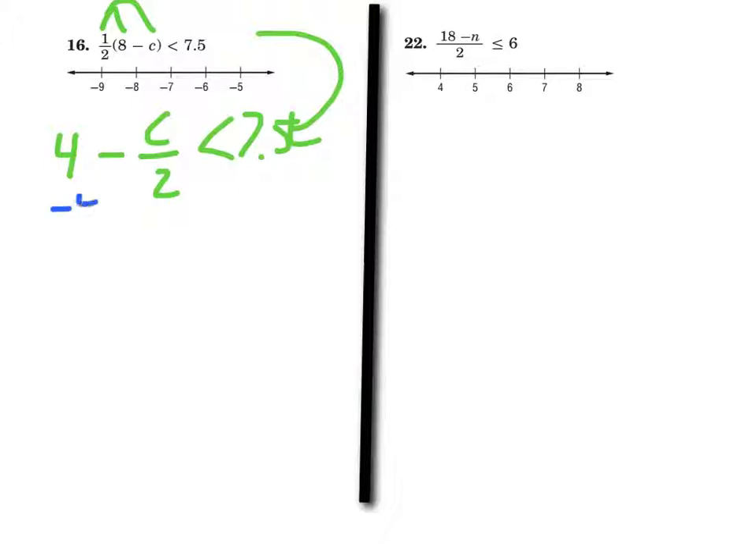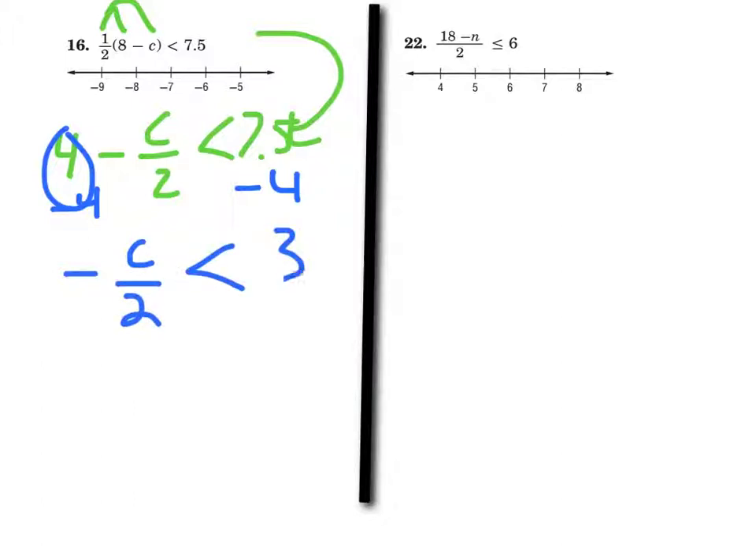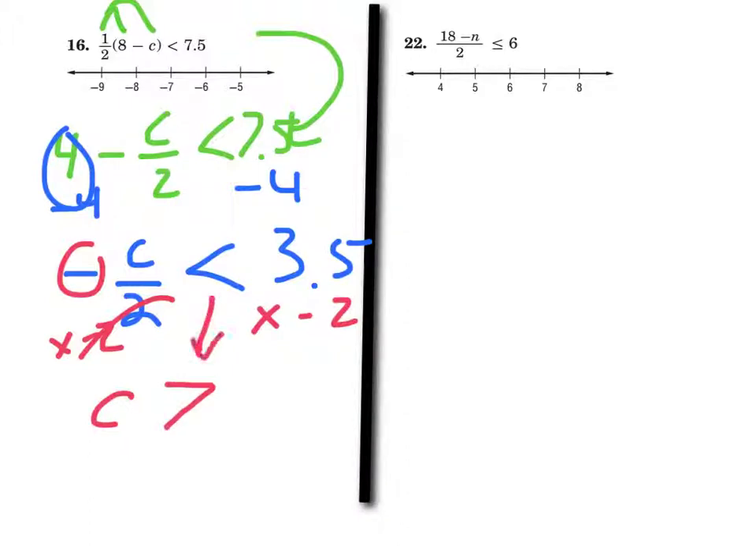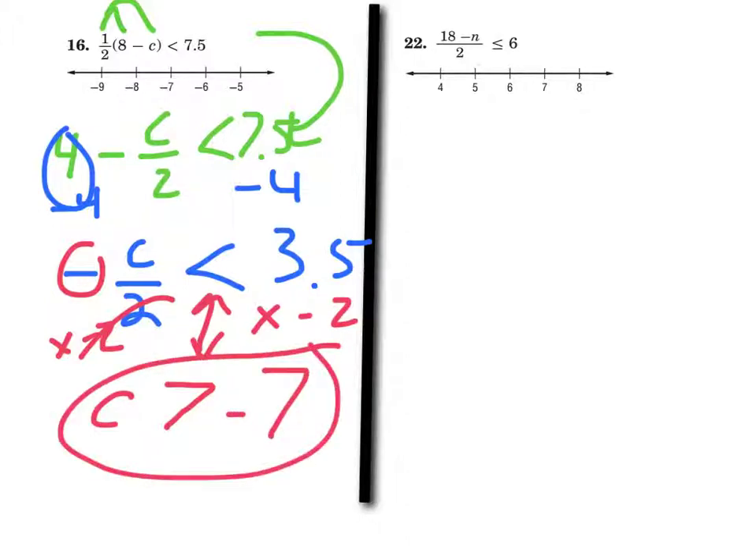So subtract 4 next from both sides. That turns into a 0, so I get negative c over 2 is less than 3.5. That's 7 minus 4. Now what I want to do on both sides is multiply by 2, but if I multiply by negative 2, it's going to take care of that negative for me. So times negative 2. So this is going to cancel, and I get c is greater than, now why is this switching? Because I'm multiplying by a negative. So c is greater than negative 7.